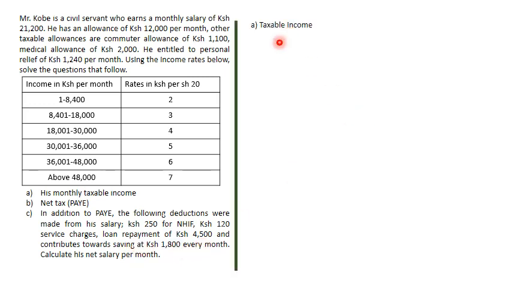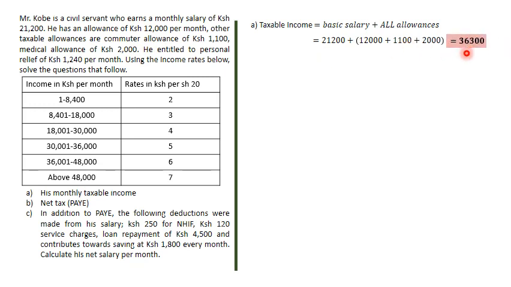Moving on to part A, taxable income. How do we do that? We say taxable income normally is the basic salary plus all other allowances. You see, in this case, we're not told this person is housed by the employer. So we have taxable income computed simply by having the basic, which is 21,200, plus the allowances, which is 12,000, 1,100, and 2,000, which gives us a total of 36,300. This is the amount of money that the tax department uses to calculate the tax that the person should pay.